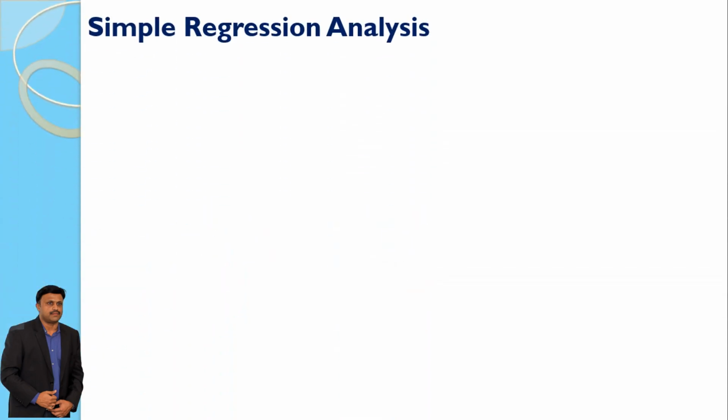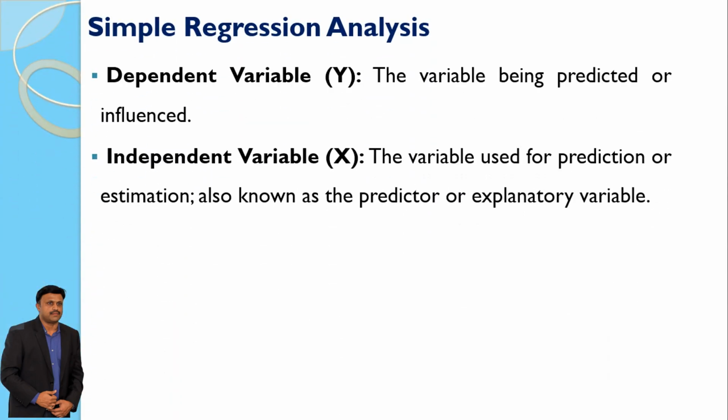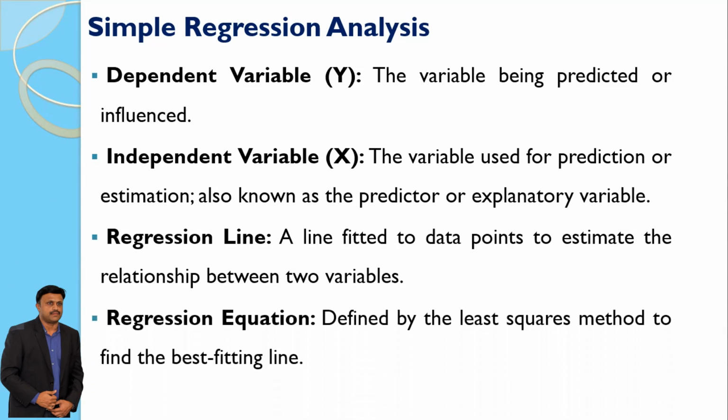In simple regression analysis, the dependent variable, y, is the variable being predicted or influenced. The independent variable, x, is used for prediction or estimation. The regression line is a line fitted to data points to estimate the relationship between two variables, and the regression equation is defined by the least squares method to find the best fitting line.